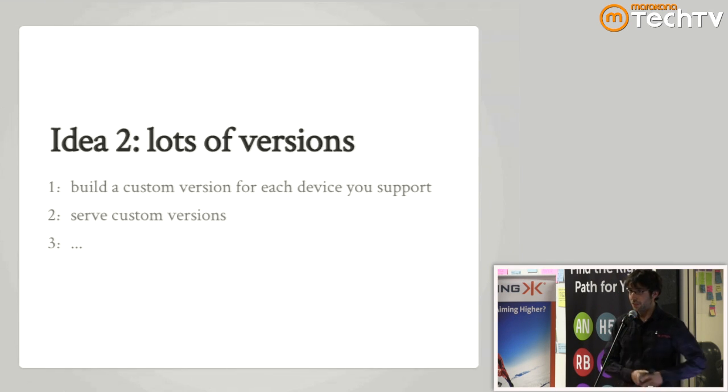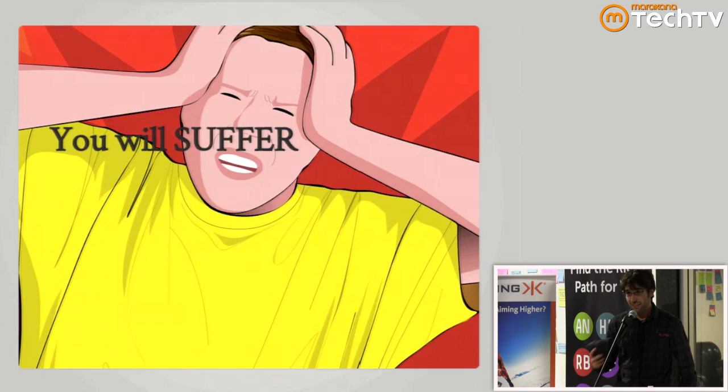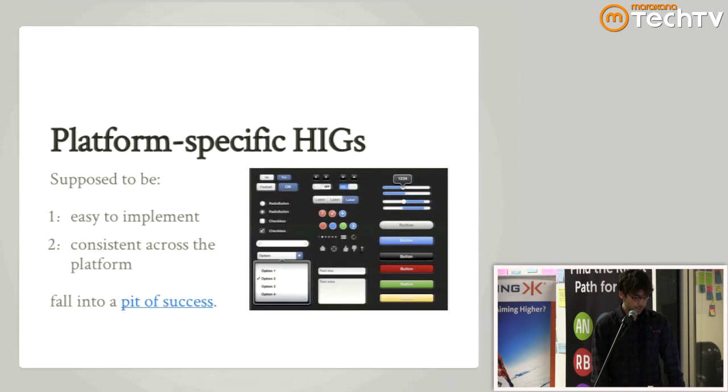The alternative extreme is to make a version for every device you want to support. You'd make an iOS version for iPad, for iPod Touch, an Android tablet version, an Android phone version, et cetera, and serve the custom versions. The problem with that is it's going to suck for you. You'll create good experiences, but as a developer, you're going to end up doing the same thing over and over.